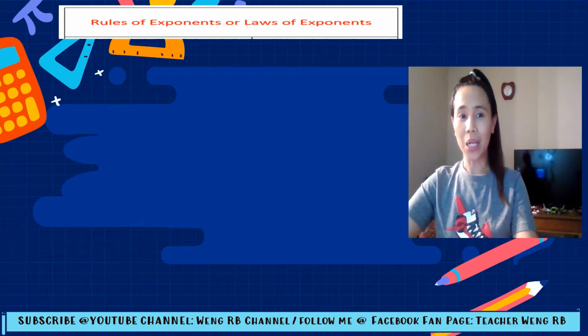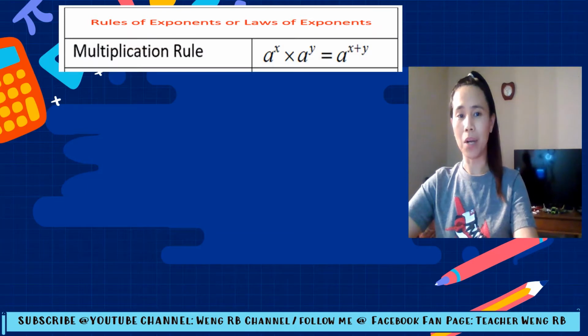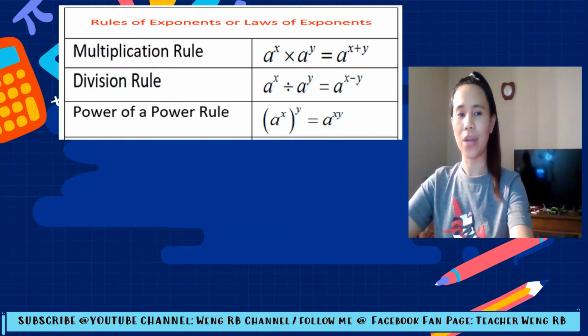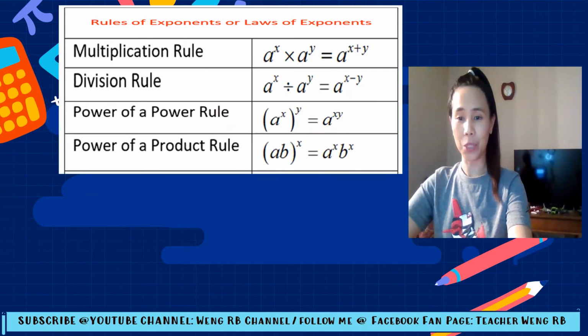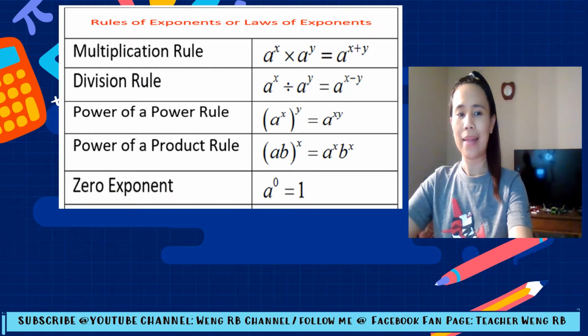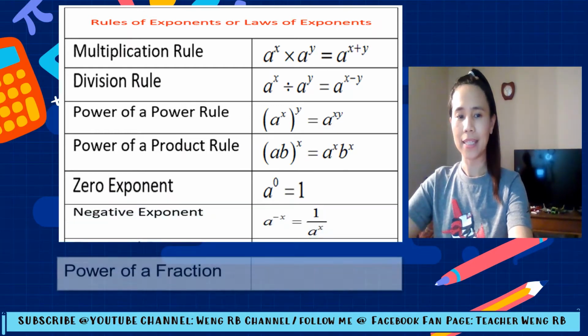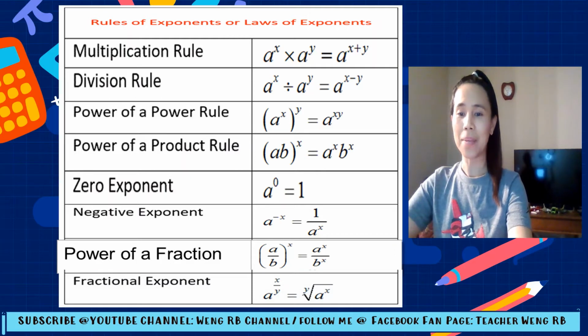Let's take a quick look at these rules of exponents or laws of exponents. First is the multiplication rule. Second, division rule. Third is the power of a power rule. The fourth is the power of a product rule. Next is the zero exponent, negative exponent, power of a fraction, and the fractional exponent. Don't worry, I will be discussing this one by one. If you are ready, let's go.